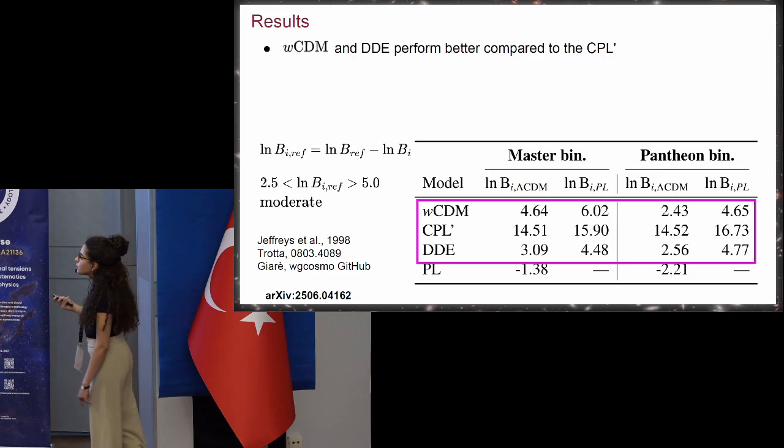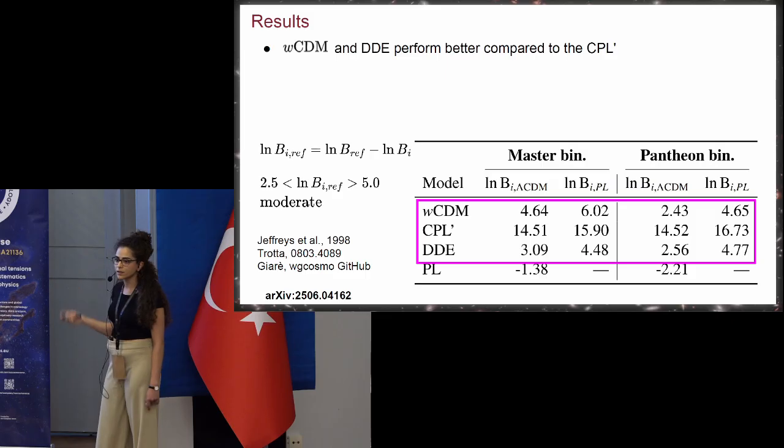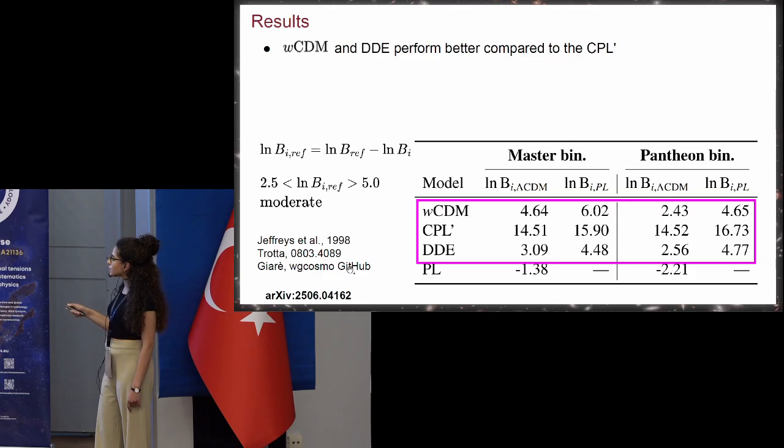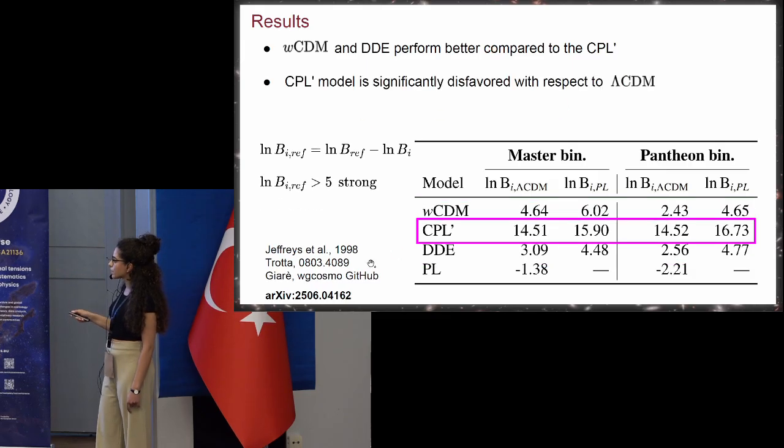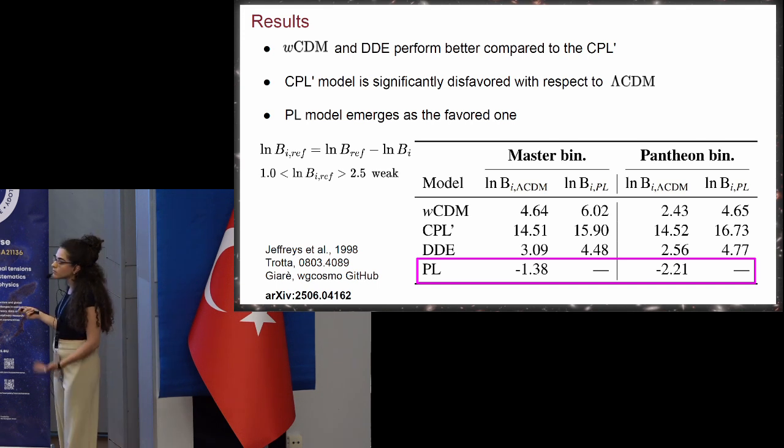But if we look at the log of the Bayes factor, we can compare these models, and we see that for both the Master and Pantheon samples, the wCDM and DDA models perform better compared to the evolutionary dark energy model. And lastly, we see that the power law function is preferred compared to the Lambda CDM model.